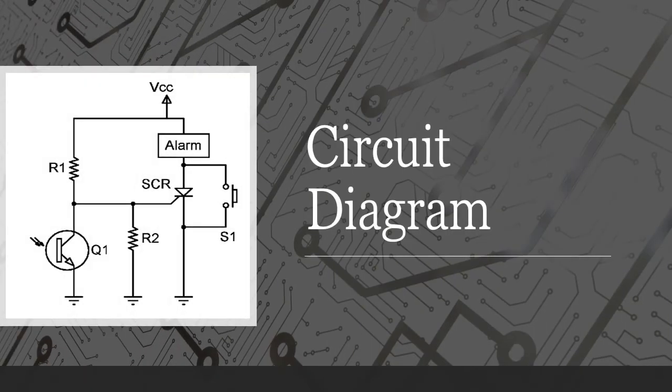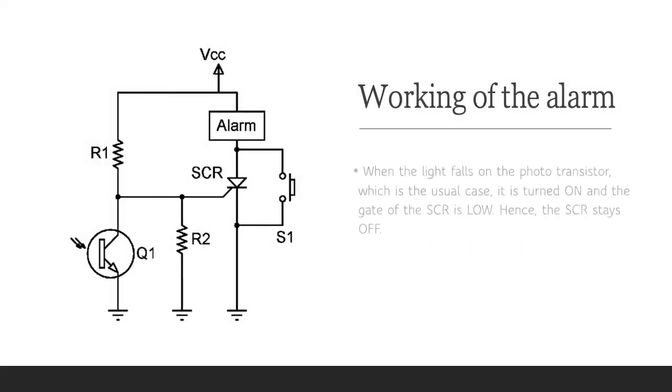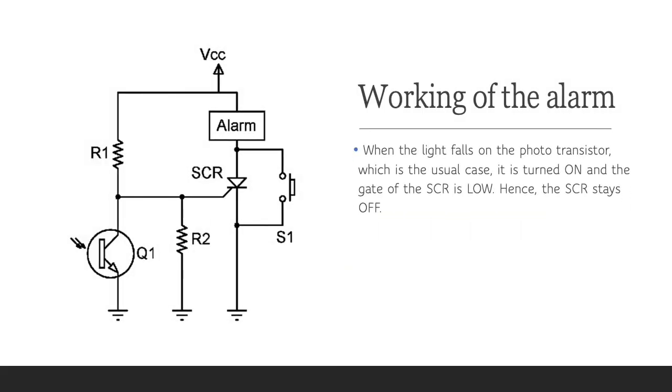The circuit diagram for the alarm. Working of the alarm. When the light falls on the phototransistor, which is usually the case, most of the current passes directly through this line, and therefore the SCR gate voltage is low and hence the alarm is not turned on.